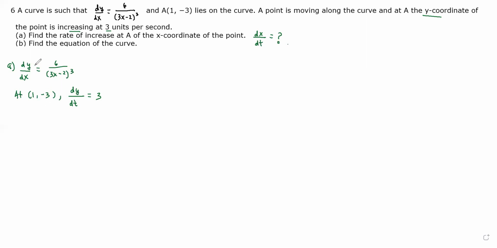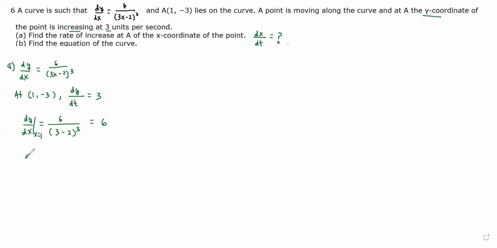Let's find dy/dx at point A first. We know that dy/dt is 3, then dy/dx is 6 over, we replace x with 1, so that is 3 times 1 minus 2, we have (3 minus 2) to the 3. When we sub 1 into x, that is 1 to the 3. So dy/dx is 6 at A. This is the case when x is 1.